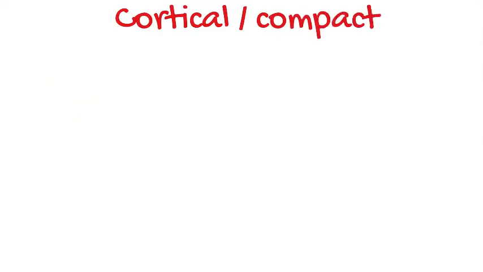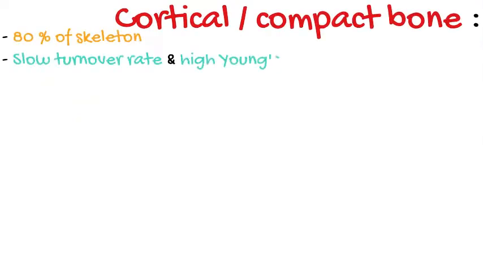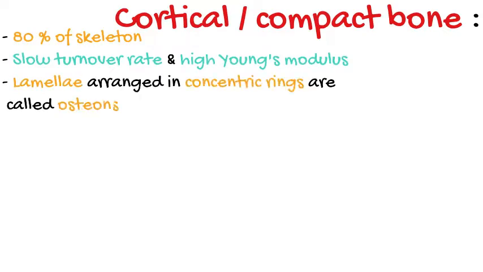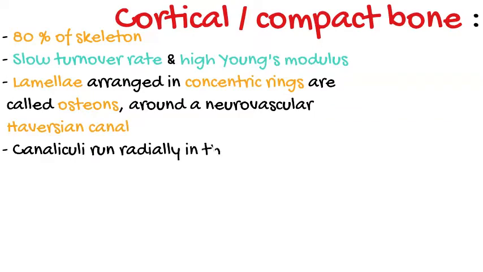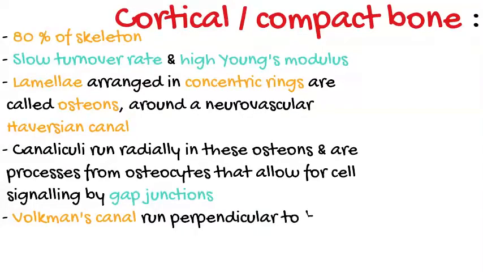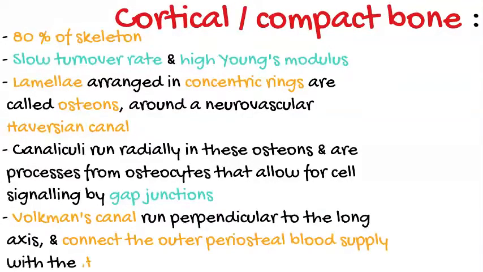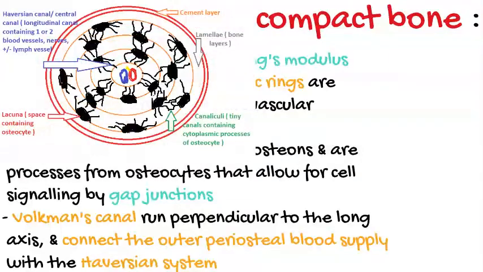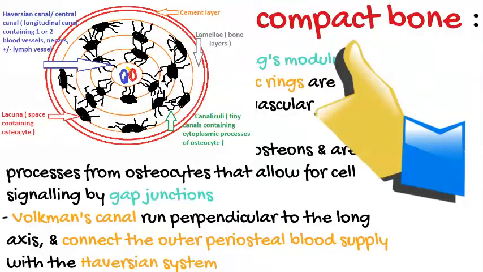For C. cortical or compact bone. At the macroscopic level, it comprises 80% of the skeleton. It has a low turnover rate and high Young modulus. Lamellae are arranged in concentric rings called osteons around a neurovascular Haversian canal. Canaliculi run radially in these osteons and are processes from osteocytes that allow for cell signaling by gap junctions. Volkmann canals run perpendicular to the long axis and connect the outer periosteal blood supply with the Haversian system.